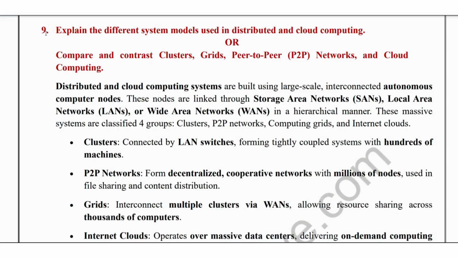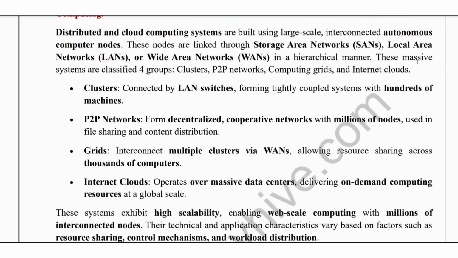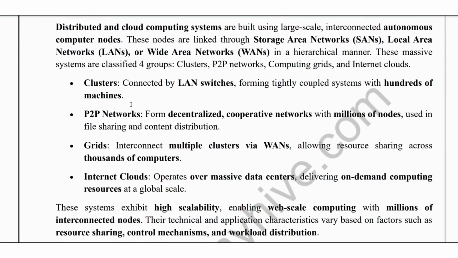Coming to question number 9, explain the different system models used in distributed and cloud computing, or compare and contrast clusters, grids, peer-to-peer networks, and cloud computing. So firstly, you explain what is distributed and cloud computing systems. So how are they built, using what technology, and what are the nodes linked to it.